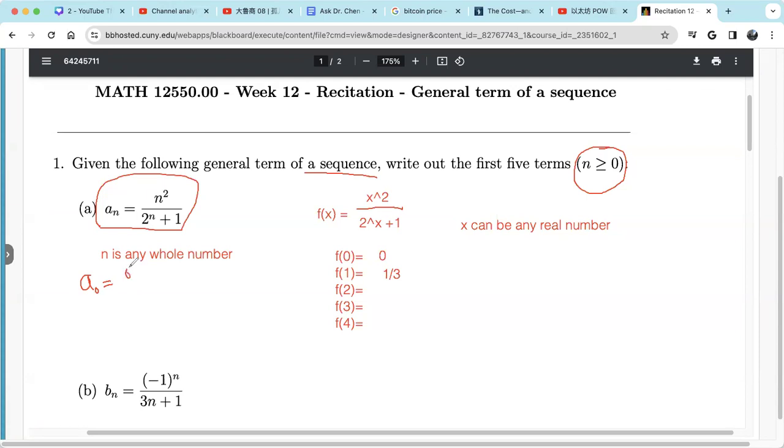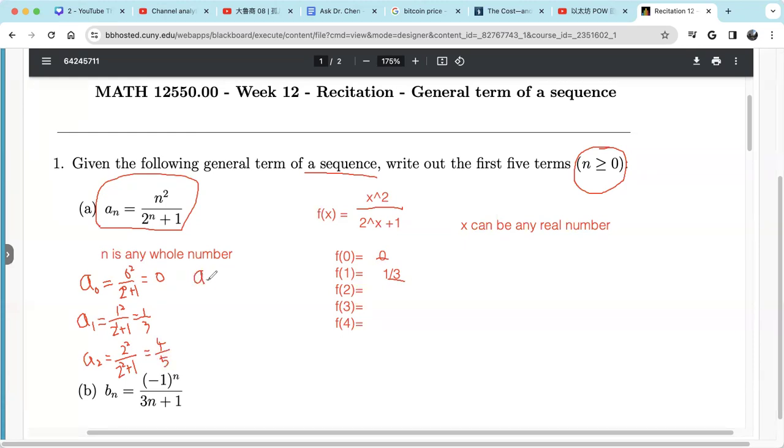So we just evaluate n equals 0. We would get 0 squared in the numerator. The denominator has 2 raised to 0 plus 1, right? As long as the numerator is 0, we know the expression is 0. So a sub 0 is 0, the first term. The second term, a sub 1: we have 1 squared over 2 raised to 1 plus 1, which is 1/3. Okay, you see it's the same as the function. So a sub 2, we just plug 2 in for n. So we have 2 squared in the numerator, 2 raised to 2 plus 1 in the denominator. 2 squared is 4, and 2 squared is 4, plus 1, that's 5.